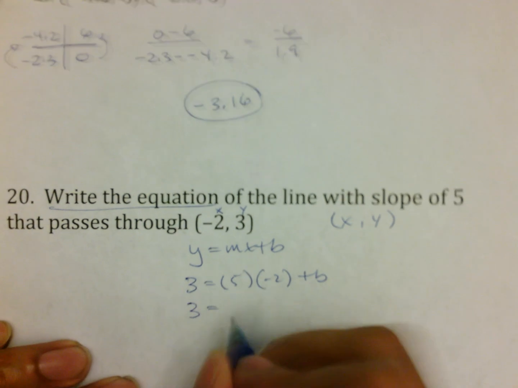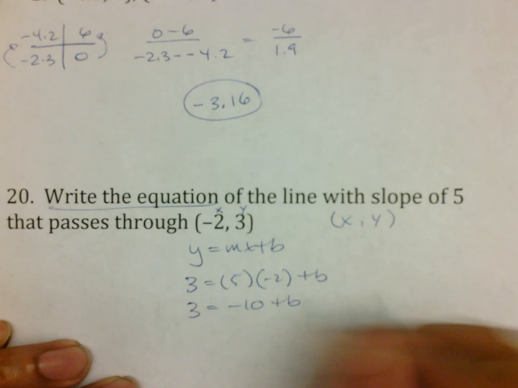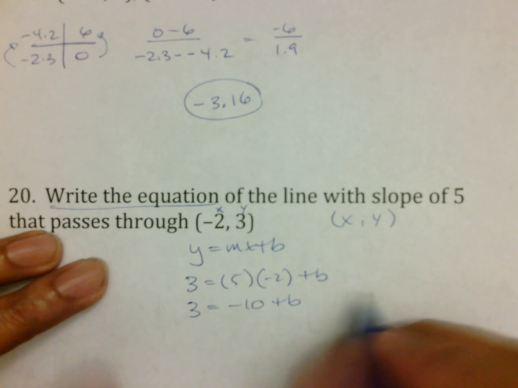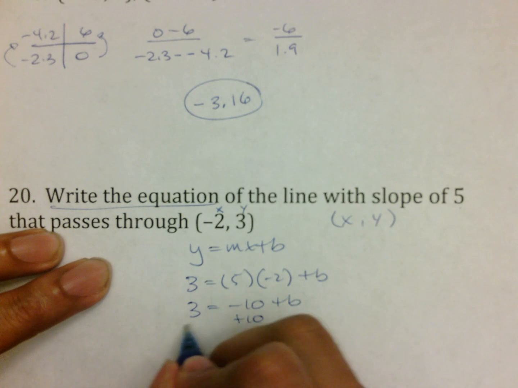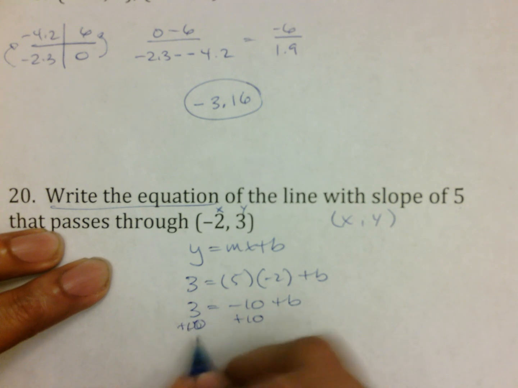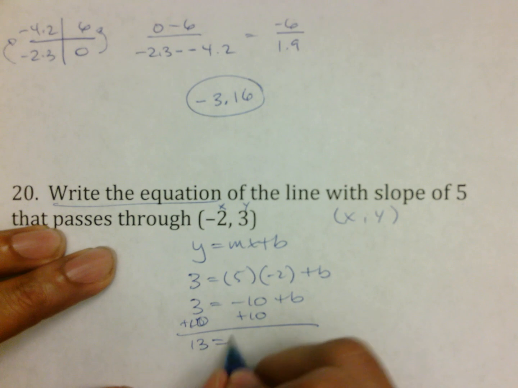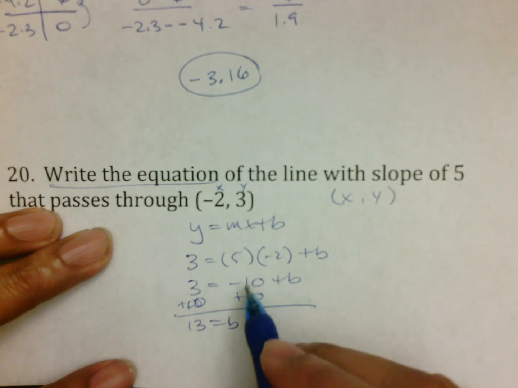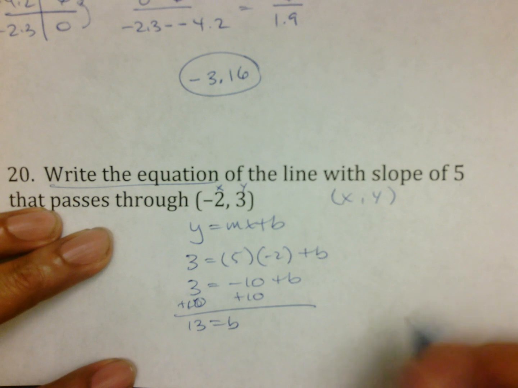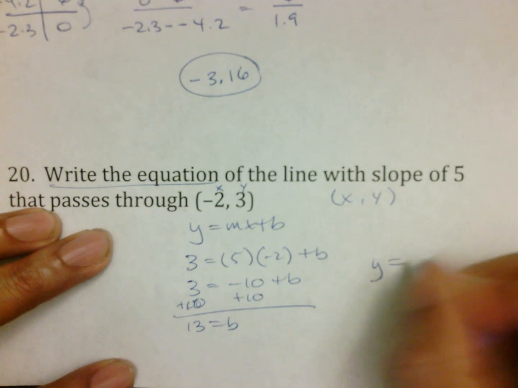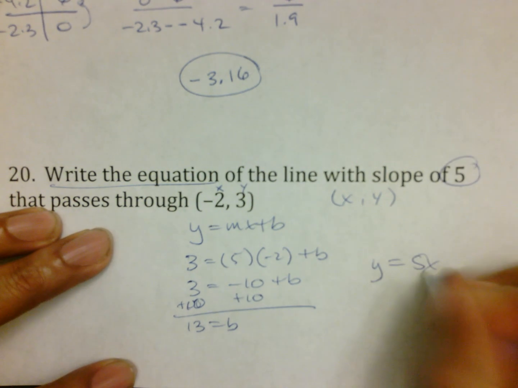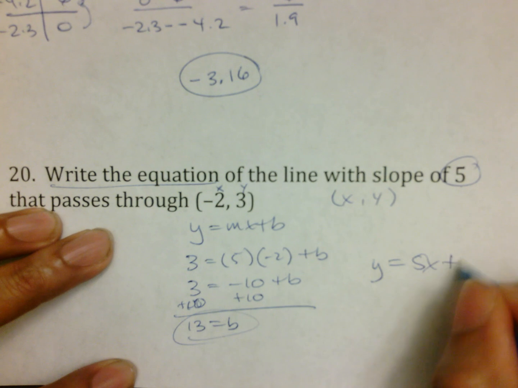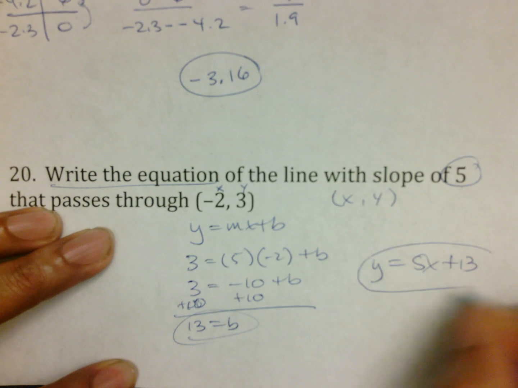And then 3 equals negative 10 plus b, which means now because that 10 is negative, we need to add 10. Again, when I was grading that exit pass the other day, that was the big mistake that people kept making, is they were subtracting 10, but 10 is already negative, which means you want to make it its opposite. That means that your final answer is y equals, here's your m, 5x, here's your b, plus 13.